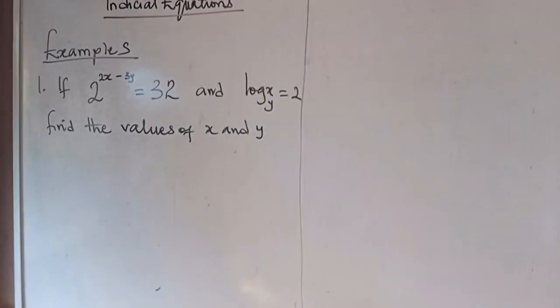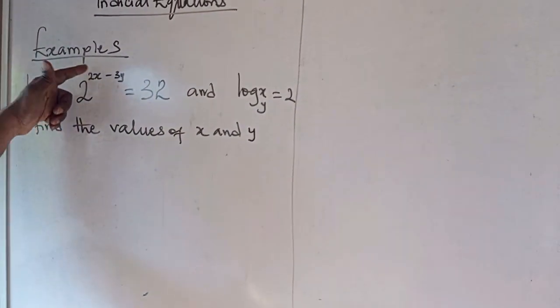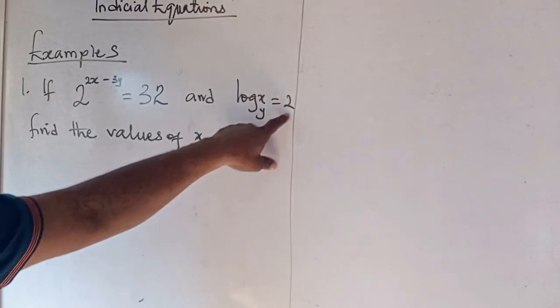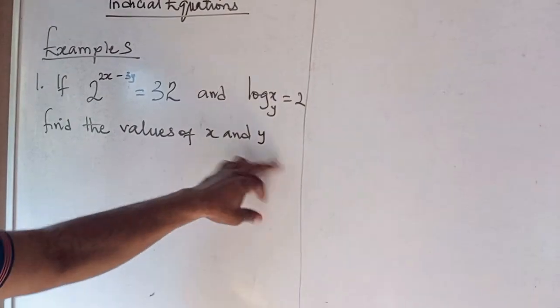Now let's look at the question on the board. If 2 index 2x minus 3y is equal to 32, and log x base y is equal to 2, find the values of x and y.